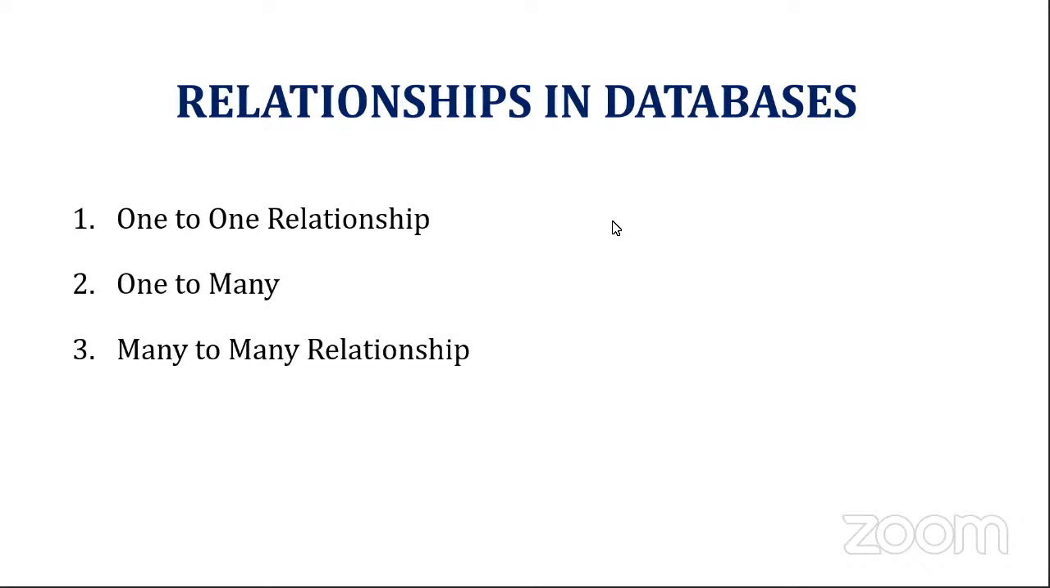But when it comes to books, can one book be taken by many students? No. So now if you put the books on the left and you put students on the right, that is like one-to-one because one book can be taken by only one student. So now you see two of the relationships are covered, one-to-one and one-to-many.